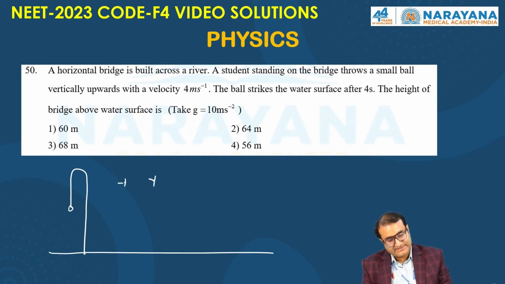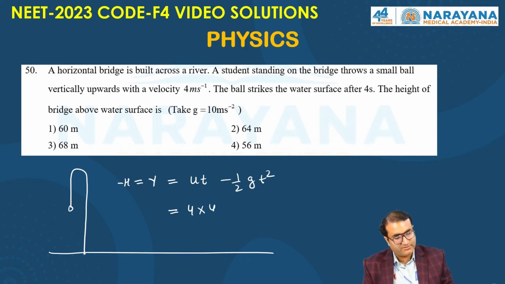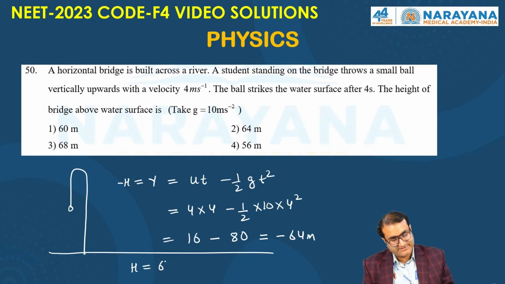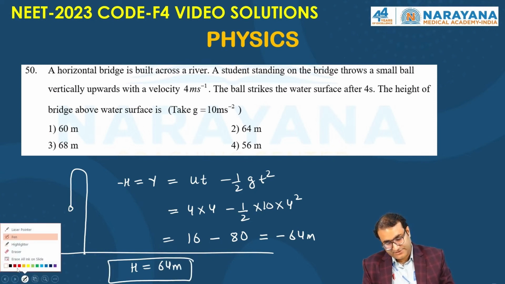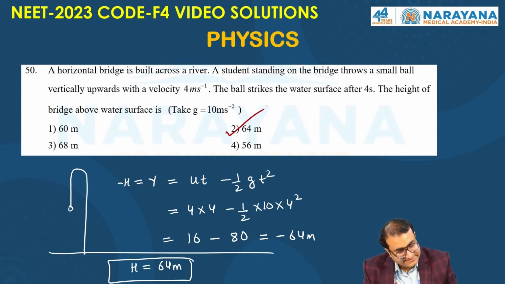Y is minus h, which is equal to ut plus half at square. U is 4, time is 4, g is 10 into 4. So it is 16 minus 80, which is minus 64 meter. So h will come out to be 64 meter here. And I will go with the second option.